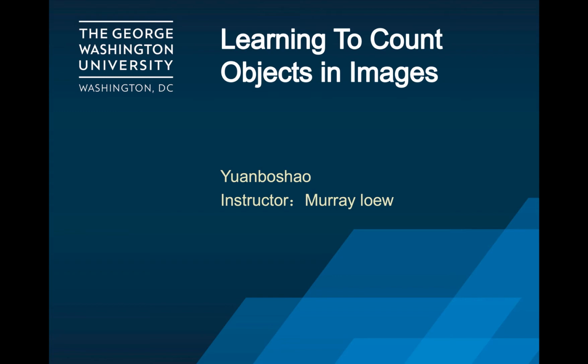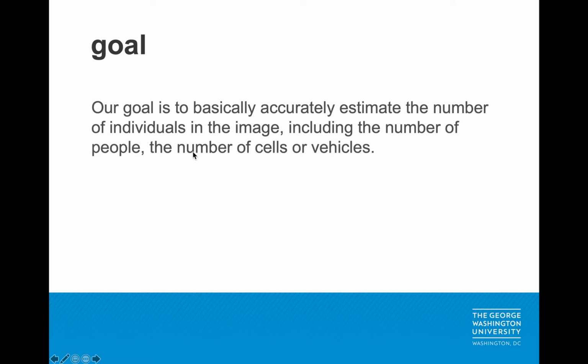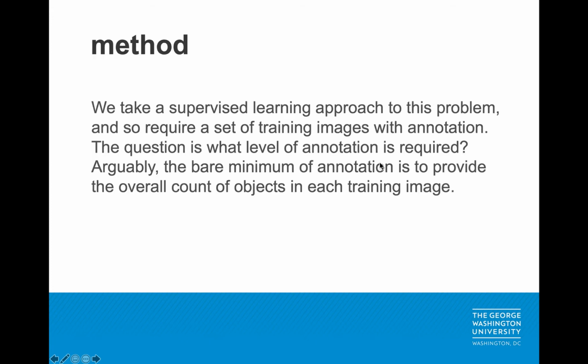My topic is learning to count objects in images. My goal is to accurately estimate the number of individuals in the image, including the number of people, cells or vehicles. For the method, I take a supervised learning approach to this problem, and so require a set of training images with annotation. The question is what level of annotation is required. Arguably, the bare minimum of annotation is to provide the overall count of objects in each training image.